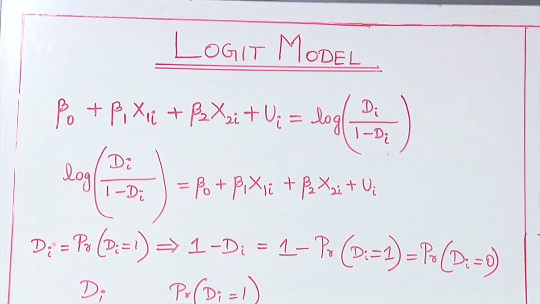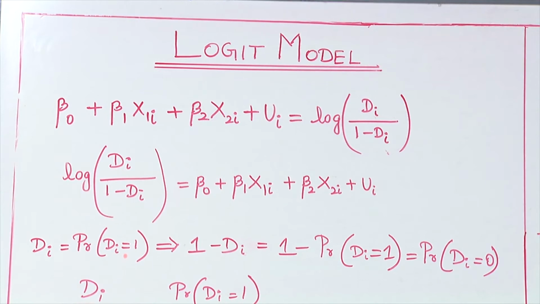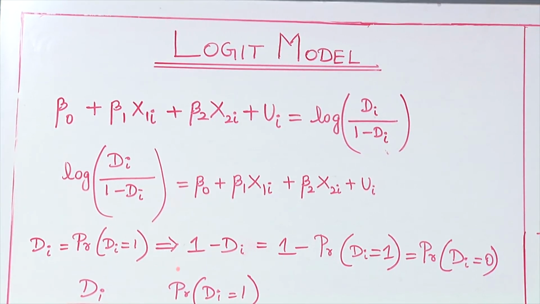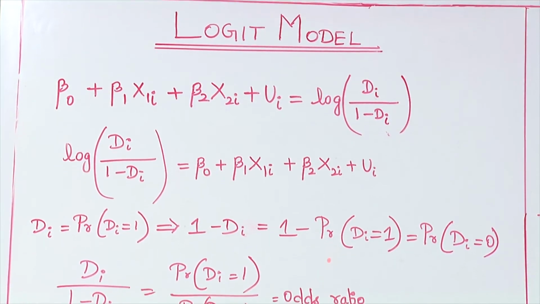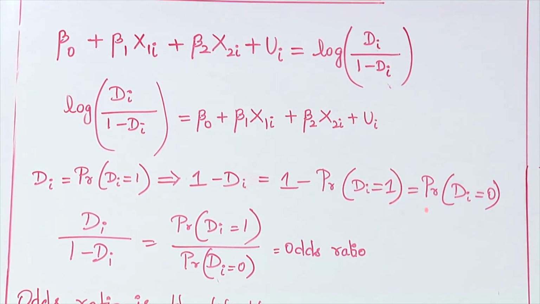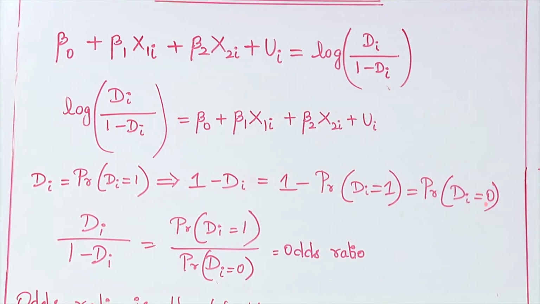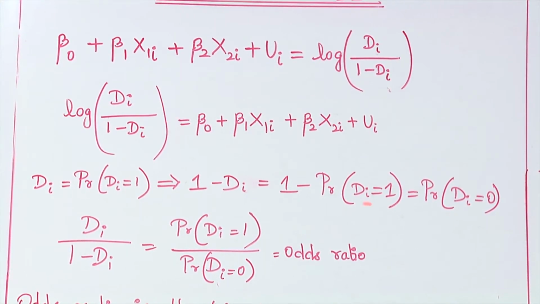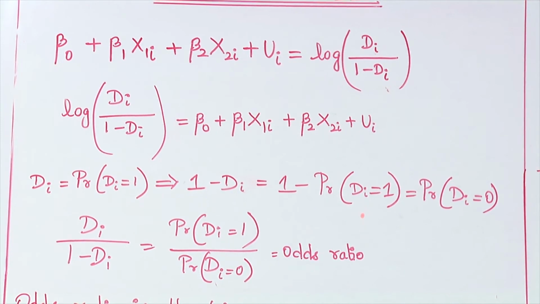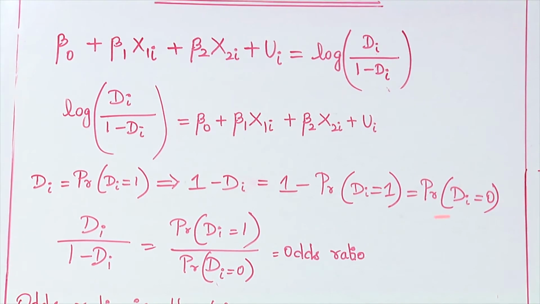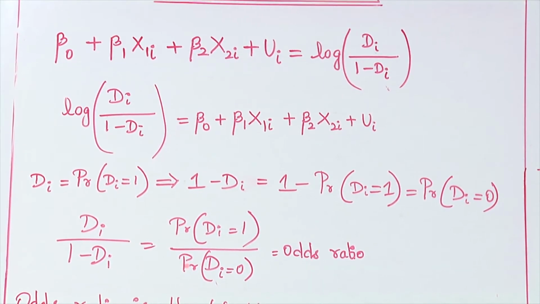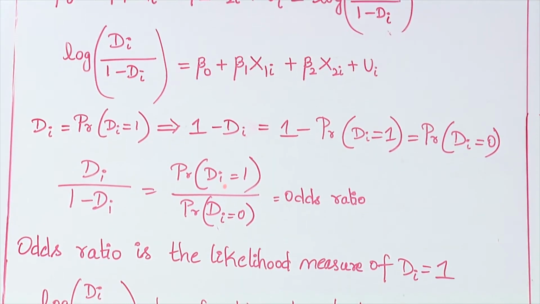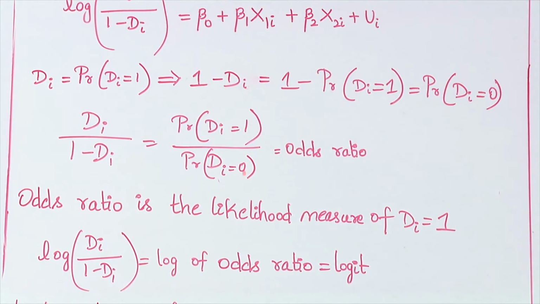Now, this Di is very important. Di is nothing but the probability of Di taking the value 1. So, that implies 1 minus Di is equal to 1 minus the probability of Di taking 1, that is equal to the probability of Di equal to 0, because Di takes only two values, 0 and 1, and the negation of probability of Di equal to 1 is the probability of Di equal to 0. So, Di by (1 minus Di) is nothing but the probability of Di equal to 1 divided by the probability of Di equal to 0.